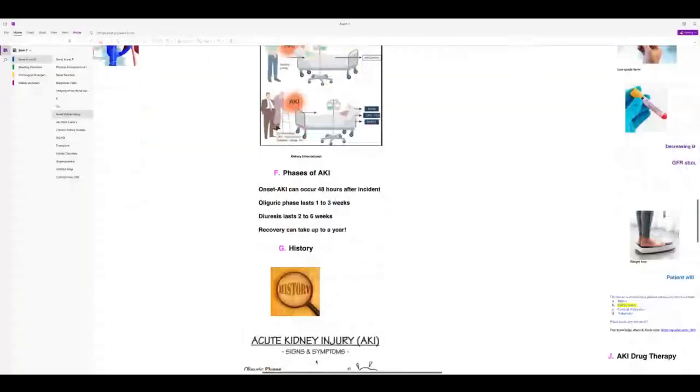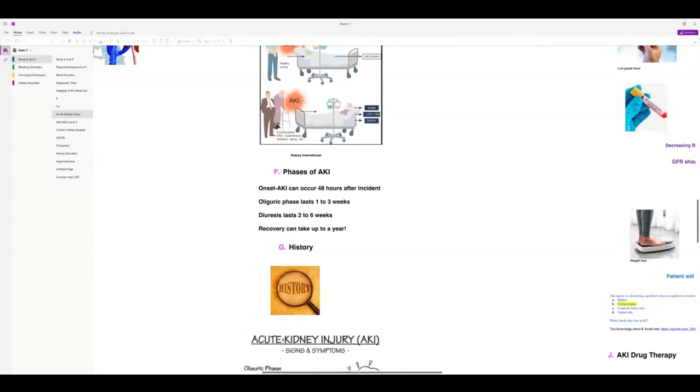Okay, so the phases of an acute kidney injury. You don't really need to know the time frame, but the oliguric phase, the diuretic phase, and the recovery phase. Those are the phases. So you need to know which way the labs are going in each phase and what kind of signs and symptoms you're going to see in each phase.